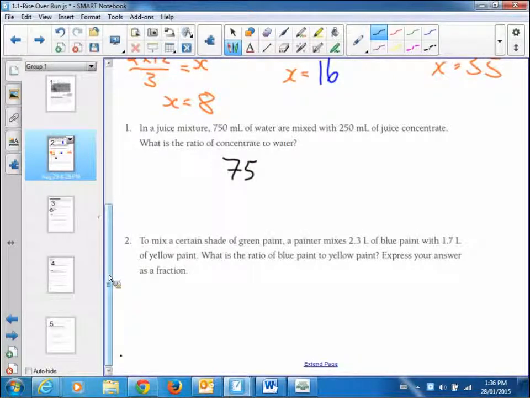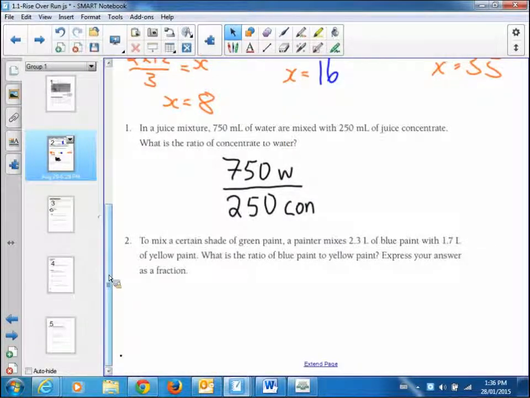Sure. I'm going to put water, W, over the 250 there, like you were saying. I'm going to put concentrate. I want you to use a letter or two to describe it so you know what's going on. Don't get too carried away. So that's just the ratio. That's all there is to this. There's no problem to solve. Just setting up a ratio.